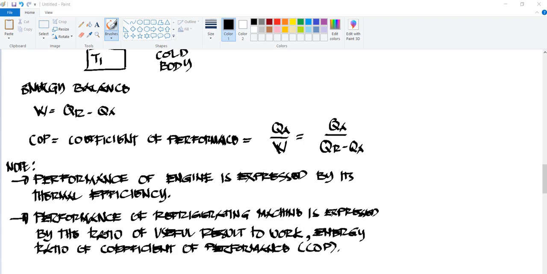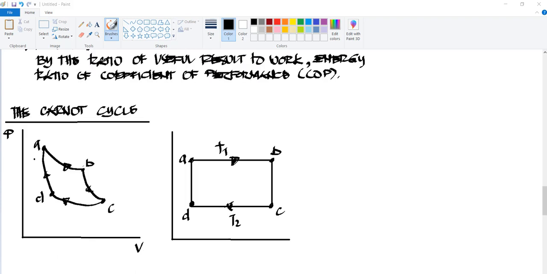Now for the performance of a refrigerating machine, that is expressed by the ratio of useful result to work. So yun naman ang basis ng refrigeration. Kung gaano ka ganda yung system niya is by means of the coefficient of performance. So I'm bringing down here the Carnot cycle, no? I'm bringing down the Carnot cycle because it has a relationship with what is called a refrigerating system.